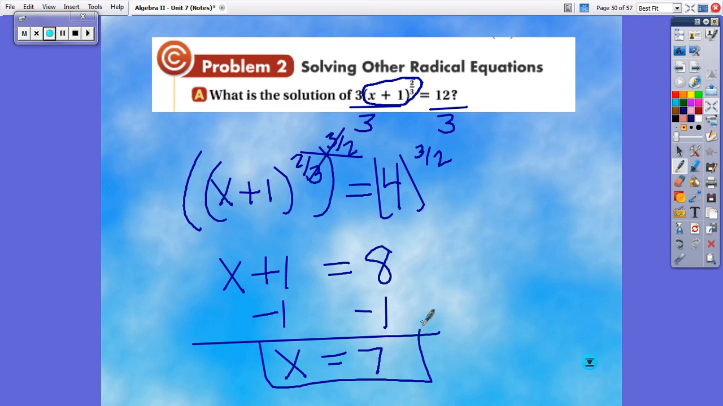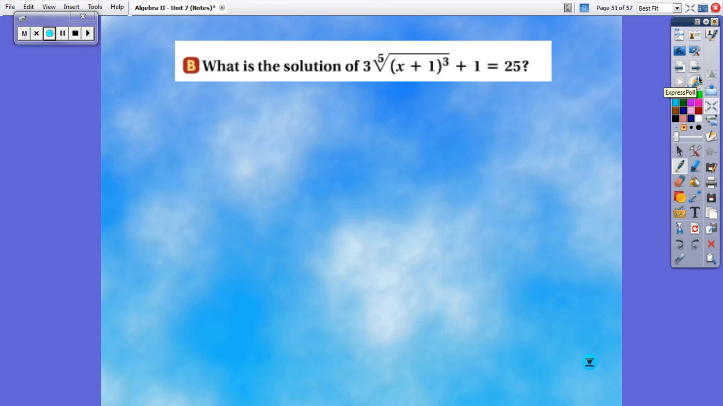And you could go back and check your answer there as well. 7 plus 1 is 8. 8 to the 2/3 is 4. Times 3 is 12. So you've got the correct answer there. Pause the video and try this problem.